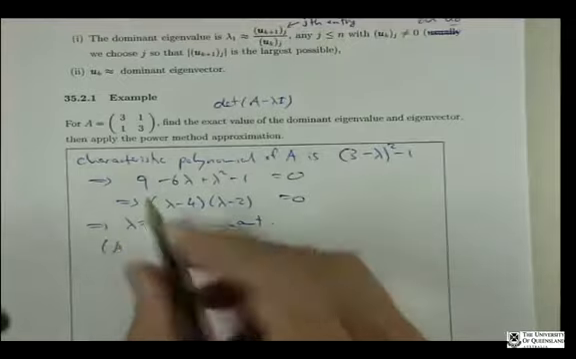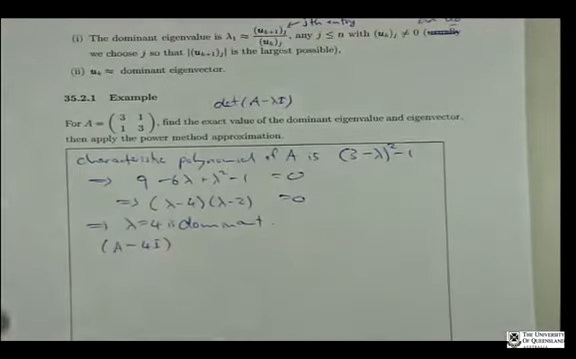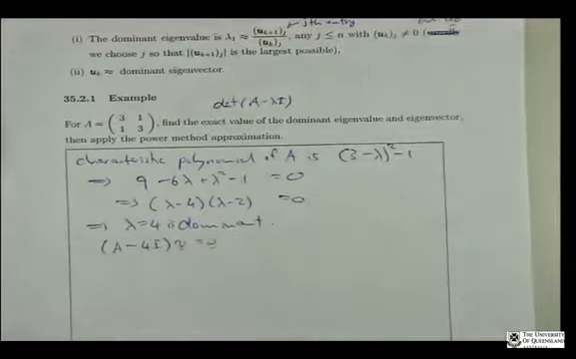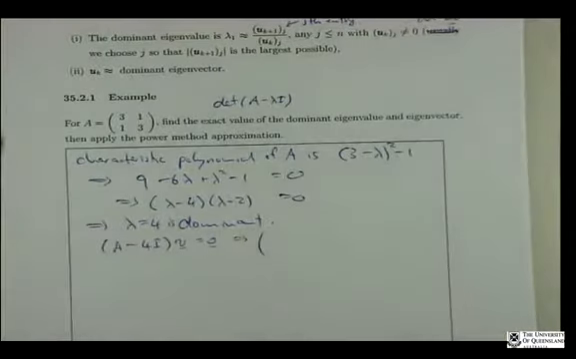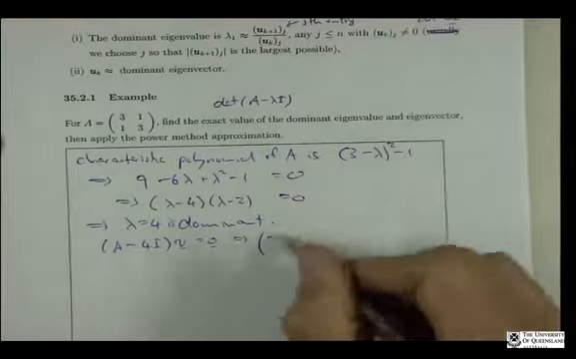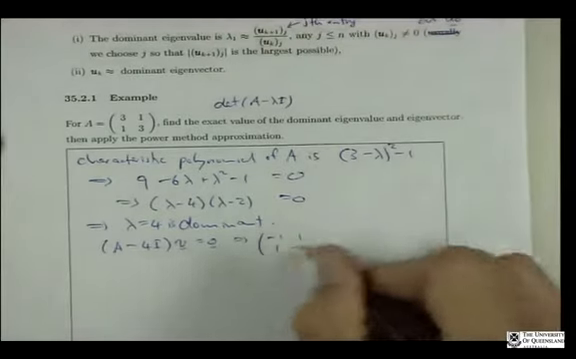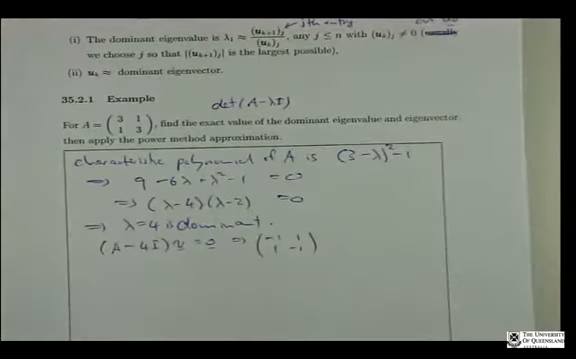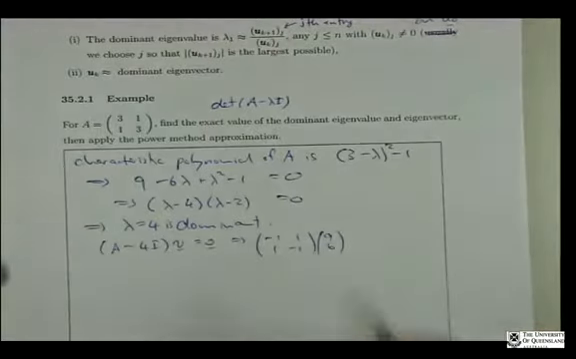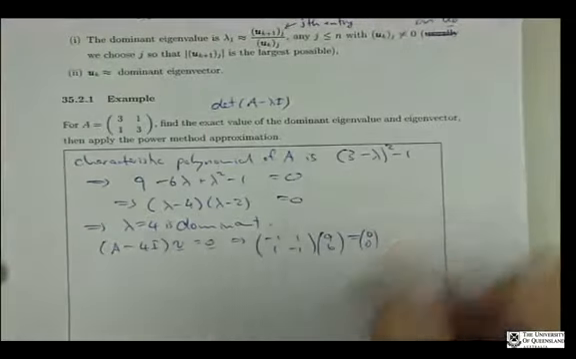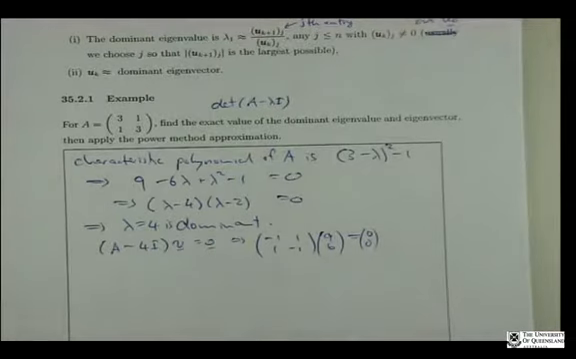So if I subtract 4 off the diagonal, so (A minus 4I)v equals 0, we'll have that equation written out as a matrix equation: negative 1, 1 in the first row, 1, negative 1 in the second, multiplied by a vector (a, b) equals the 0 vector.